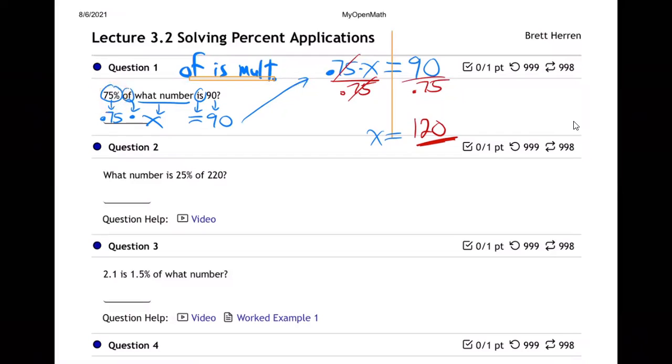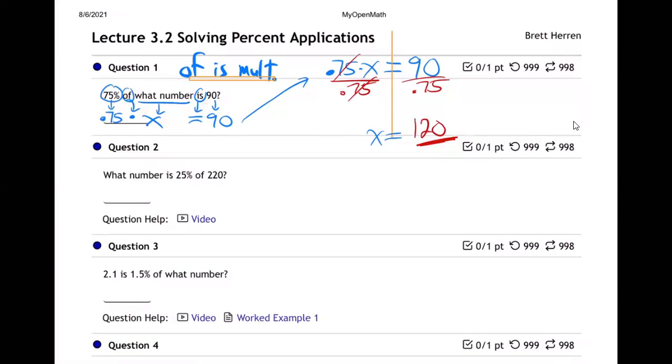So 75%, like most of what number is 90? Well, most of 120. Maybe it said there's 120 minutes, 2 hours to take this exam. 75% of the 120 minutes, most of the 120 minutes is 90. Yeah, that seems reasonable, doesn't it? Seems like it's in the ballpark of reasonableness. You know what I mean?